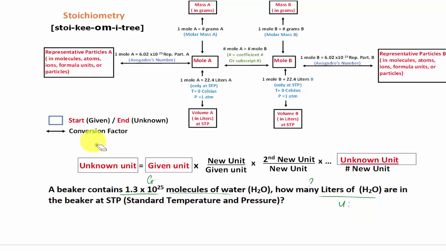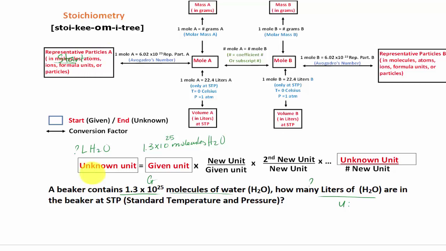So let's plug this into a systematic approach of applying the conversion factors. So we have question mark liter of H2O. And of course you should know that L represents liter. And then our given is 1.3 times 10 to the 25th molecules of H2O. That is the identity of our chemical. So we always start on side A and always start from a given unit. In this case, it is molecule. Molecule is a type of represented particle. So we are going to start right there.